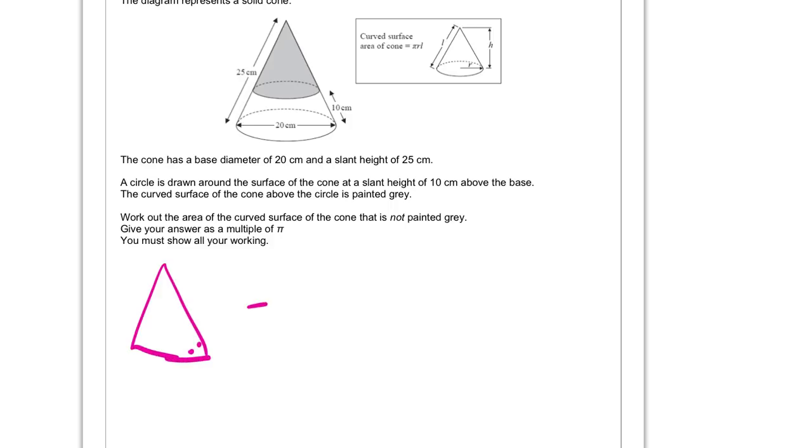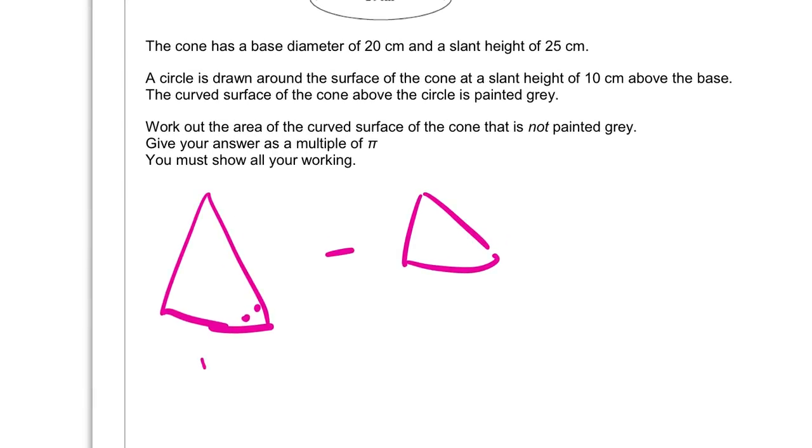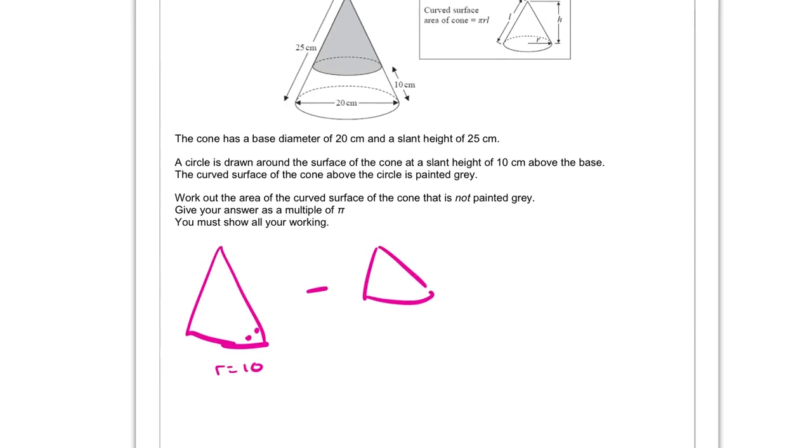The whole cone minus the little top of the cone, isn't it? So then I write down everything that I know. Okay. So what do I know? I know that my radius is 10 here. Okay. And my slant is 25 for the big one. For the small one, technically, if I take away 10, what is my slant? 15. And do I know my radius?